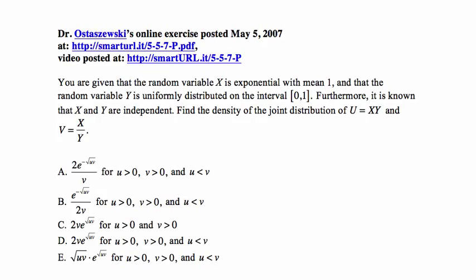Here is the problem. You are given that the random variable x is exponential with mean 1, and that the random variable y is uniformly distributed on the unit interval from 0 to 1. You also know that x and y are independent. The question is to find the density of the joint distribution of u equal to xy and v equal to x over y. And there are 5 choices.